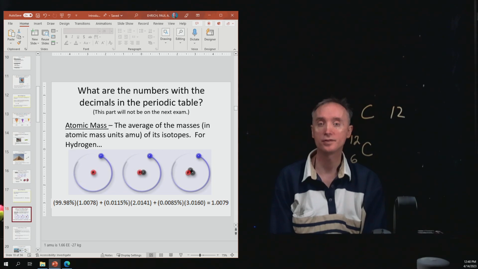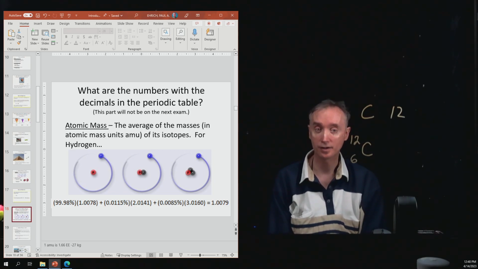All right, this slide is not going to be on the exam. It is going to be very important if you're going to study chemistry. So on your periodic table, you also have numbers that have decimal points. And that is where those decimal points are coming from. That's the averages of the different isotopes for that particular element.